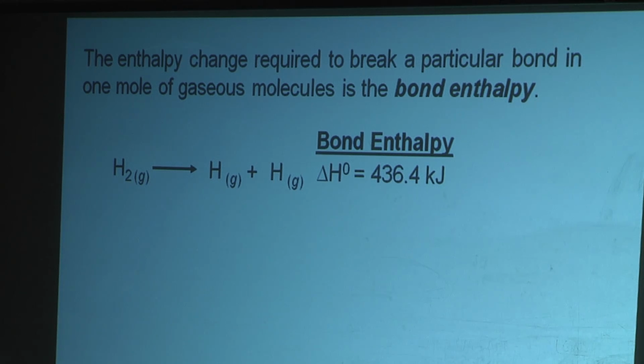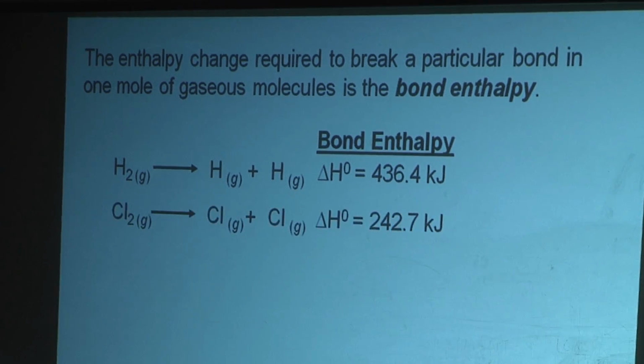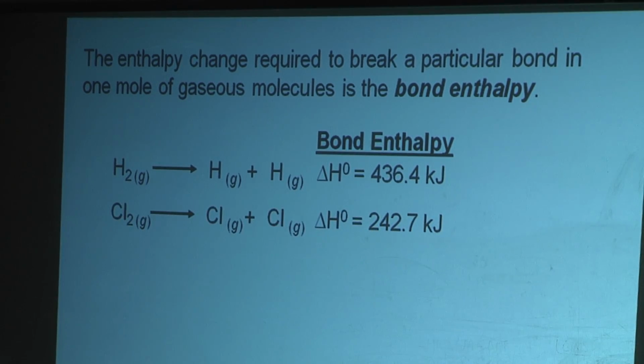Okay. All right. So this is 436.4 kilojoules for every mole of molecules. For chlorine, it's a lot smaller, 242.7 kilojoules. That's because the chlorine-chlorine bond, that's a single bond between 2 chlorine atoms, is much weaker than the bond between 2 hydrogen atoms, okay?